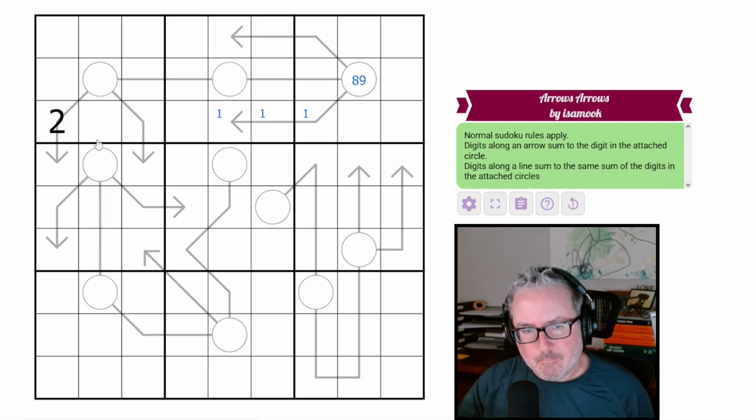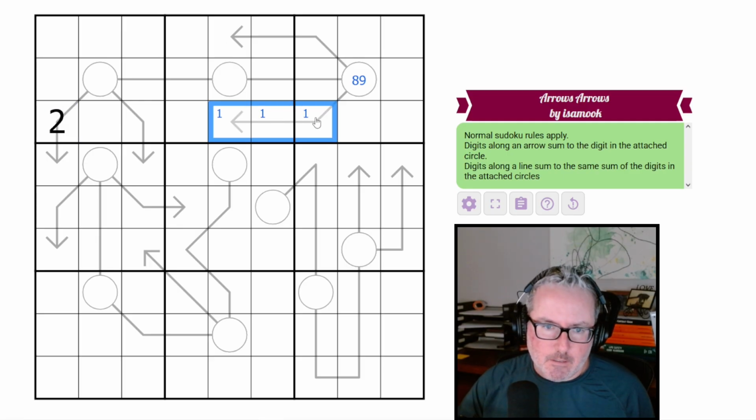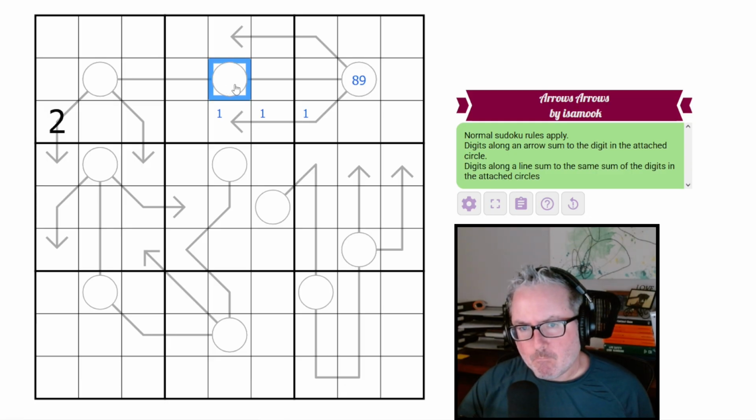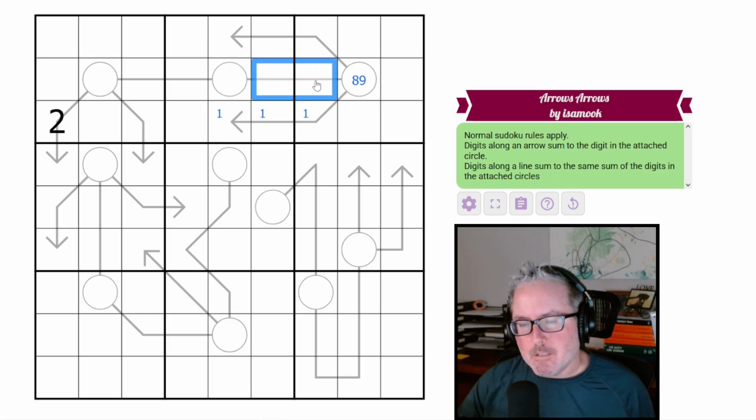I don't know if this is exactly the place we want to be, but one of the other things we can see here is that this is going to be a low digit, because these two digits are going to add to some value. That has to be the same value as these two.